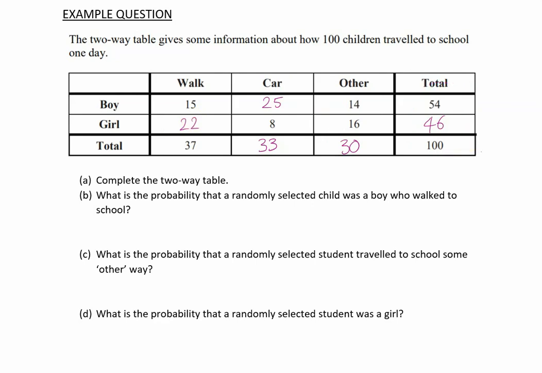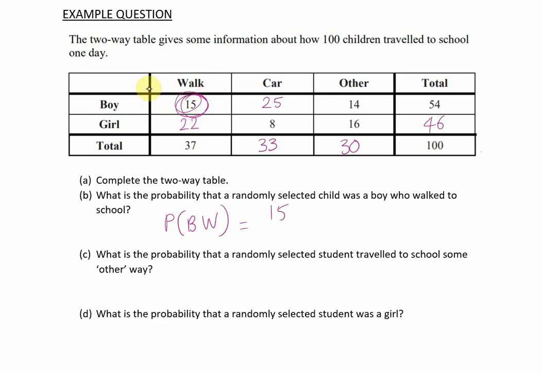Now that our two-way table is complete, let's look at some probability calculations. Part B says, what is the probability that a randomly selected student or child was a boy who walked to school? Let's have a look at our two-way table. We'll locate the boys row and the walking column. And where those two intersect, the boys row and the walking column, is this 15 value here. There were 15 boys who walked to school.